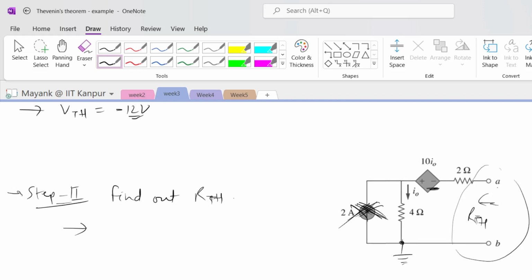For that, what should we do? We have to connect a voltage source here, and we have to find out how much current it is taking. So the RThevenin will be equal to how much? It will be equal to V by I, isn't it?